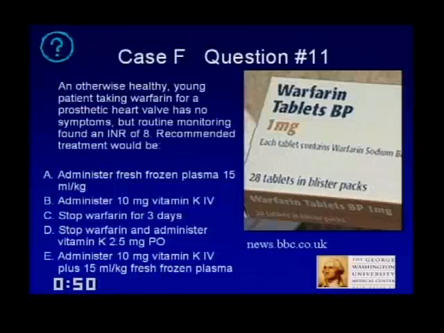Okay, one more warfarin question. An otherwise healthy young patient taking warfarin for a prosthetic heart valve has no symptoms, but routine monitoring found their INR to be 8. No bleeding, no nothing. Recommended treatment would be A, administer fresh frozen plasma at 15 milliliters per kilogram. B, administer 10 milligrams of vitamin K IV. C, stop the warfarin for 3 days. D, stop the warfarin and administer vitamin K. Or E, administer vitamin K plus 15 milliliters per kilogram of FFP. Shall we vote?